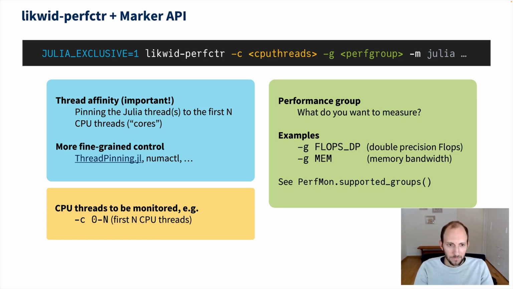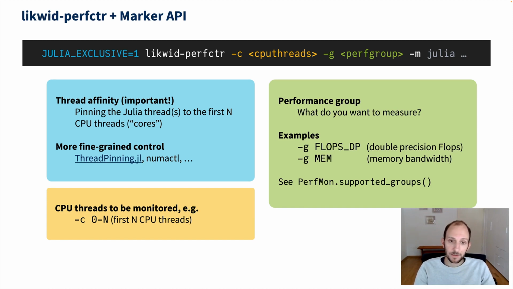This is critically important because, again, LIKWID will measure counters within a CPU, for a particular CPU core. And if your Julia thread is running on a different core, then obviously you will get nonsense results. So thread pinning is very crucial when doing anything with LIKWID. So JULIA_EXCLUSIVE=1 takes care of that. If you need more fine-grained control, you can use a package like ThreadPinning.jl, a command line tool like numactl, or other tools out there.